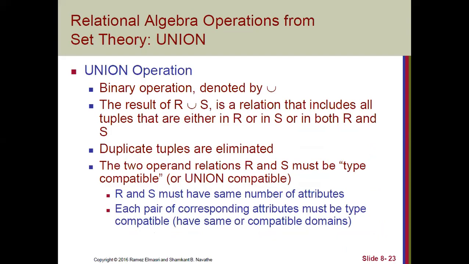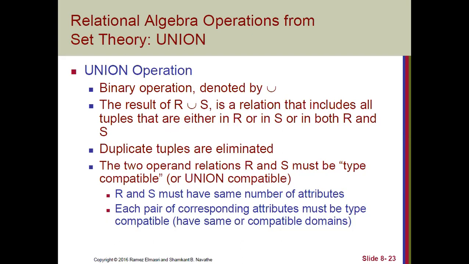Now the next operator which we are going to discuss is called union. Remember that union is a set theoretic operator. Union is considered to be a set theoretical operator. We talked about intersection, Cartesian product, and difference; all these are set theoretic operations. So what is union?